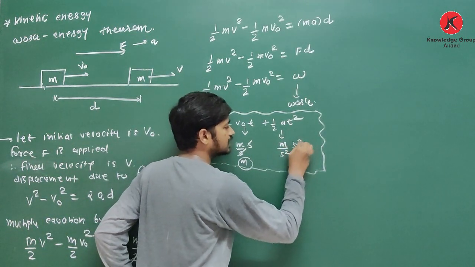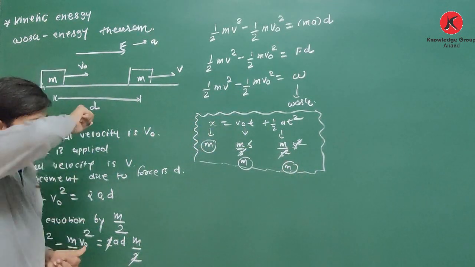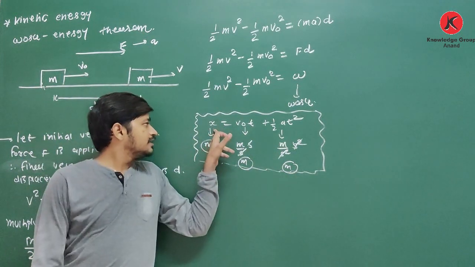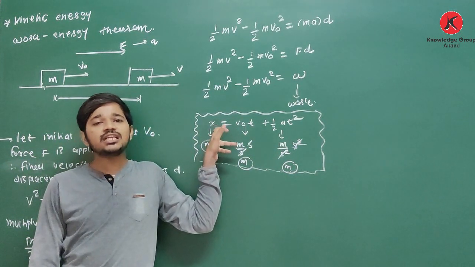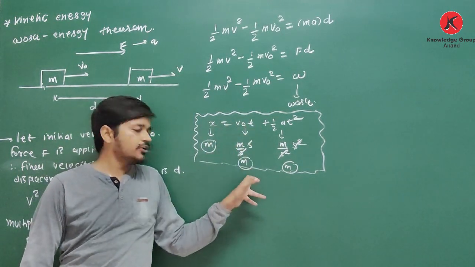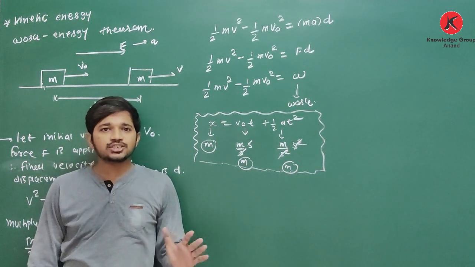T square, its unit is second square. Yes or no? So yes, whenever you are given one equation like this, the dimensions of each and every term are the same. X, its unit is meter. V0t, its unit is meter. Half at square, its unit is meter. Yes or no?